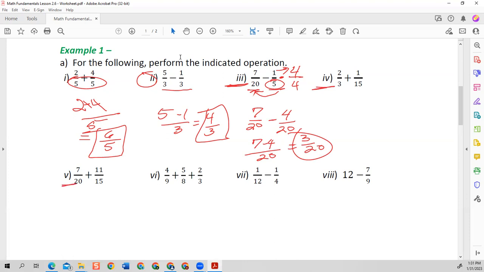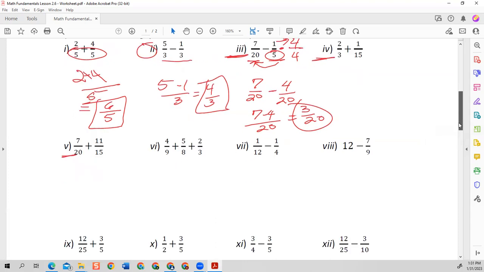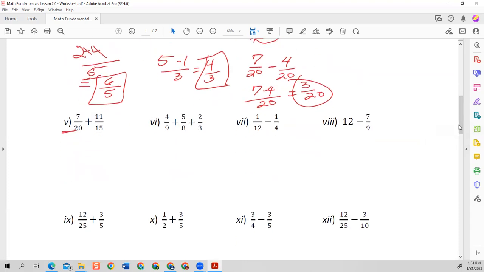Let's talk about 6 here. This one here has 3 terms. And if you notice, all 3 terms have a different denominator. So we need to figure out a number that all 3 of these will go into.